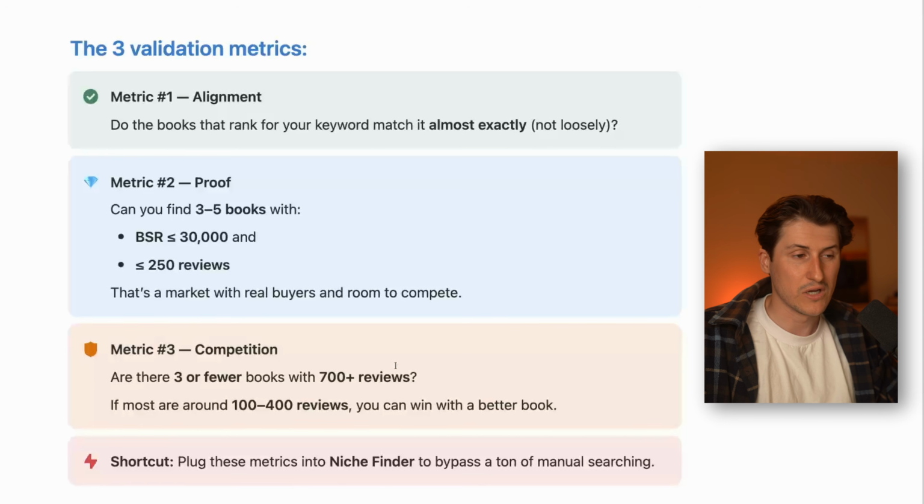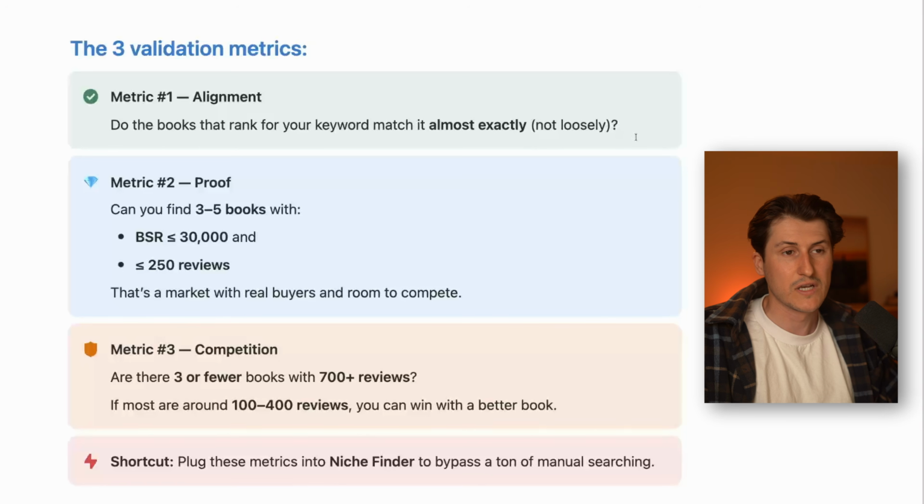Because like I said before, if all the books just have tons of reviews, even if there is demand, it's going to be hard to compete. So ideally there is 3 or less of this. And if most of the books are just hovering around that 100 to 400 mark, that's fine. You can win with the better book. And there's still tons of room to compete and get some sales.